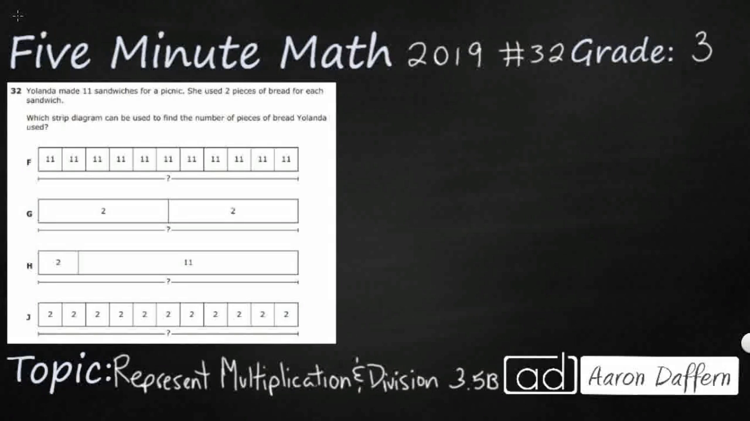Today we are looking at the third grade concept of representing multiplication and division problems. This is standard 3.5b in the great state of Texas. We are using number 32 off the 2019 released STAAR test. If you have not done so already, please go ahead and take a moment to pause the video, work this problem out on your own, and then unpause it. We will look at our answers together.